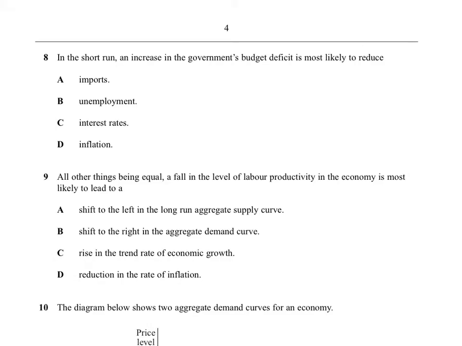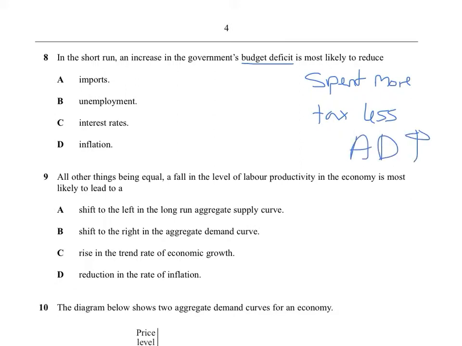Right, it's important to get your head around these sort of ones before you start. So there's been an increase in the government's budget deficit. For there to be more debt, basically, what must they have done? They must have spent more, or they must have taxed less. So that's the only two things that could be going on here, right? So if they're increasing the government's budget deficit, by spending more and taxing less, AD should be going up. Right, is that going to reduce imports?